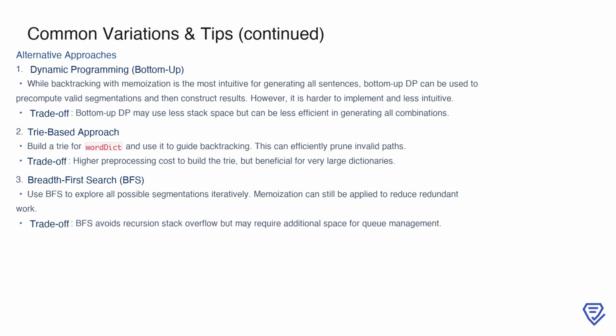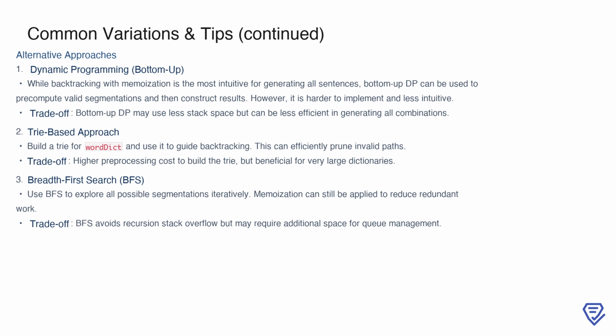Another option is a tree-based approach. By constructing a tree for the dictionary, you can guide the backtracking process more efficiently, pruning invalid paths early. However, building the tree involves higher pre-processing costs, which might not always be justified unless the dictionary is very large.